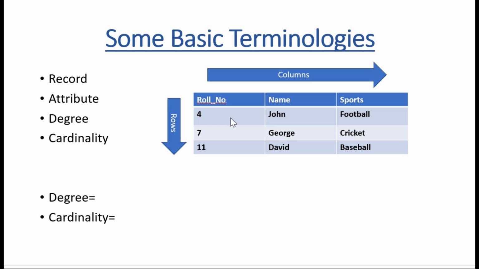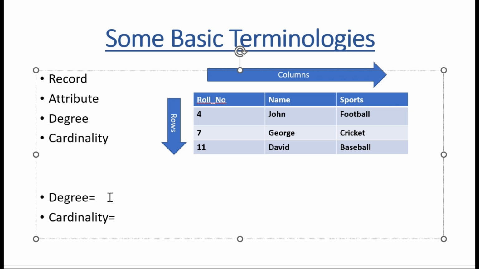Now let's discuss the degree. What is the degree? Degree is basically the number of columns or the number of attributes in a table. Or, in other words, the number of columns or attributes is called the degree of the relation. If I go ahead and see, how many columns do we have here? 1, 2, 3. So the degree is 3 for this one.